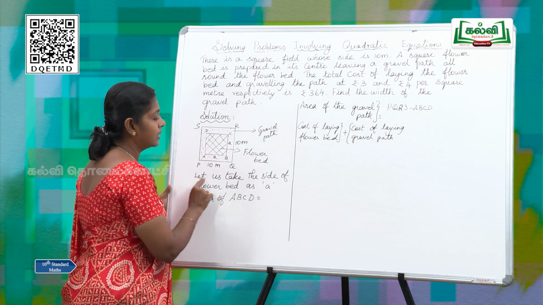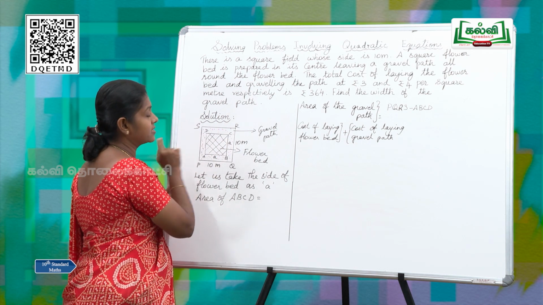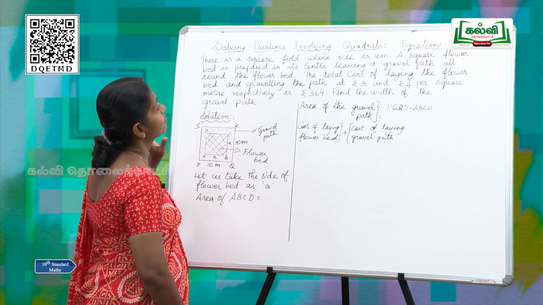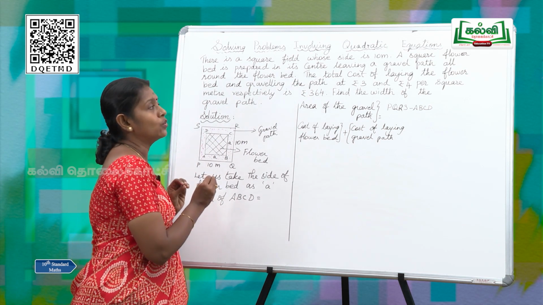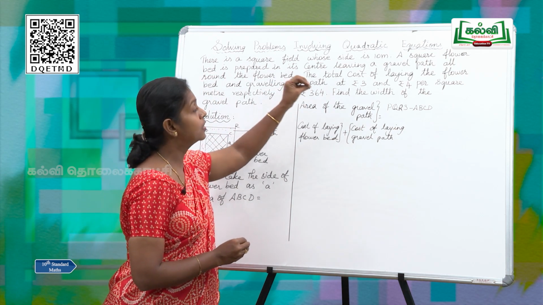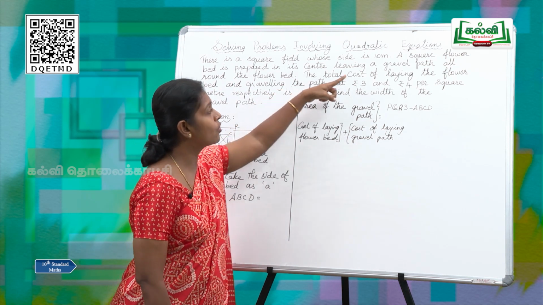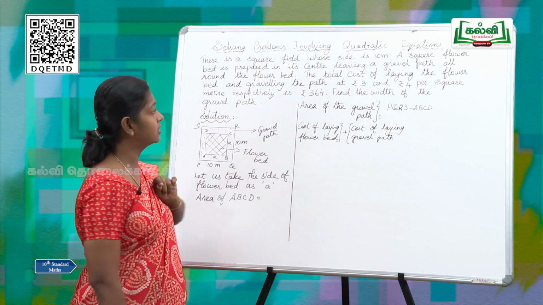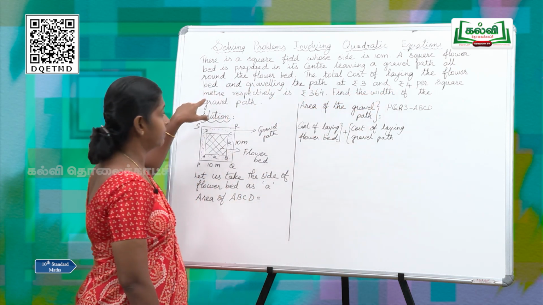So, let us take the side of the flower bed as a. So, this is a meter and this is 10 meter on each side, right. Next, the center, leaving the gravel path all around the flower bed. Now, what clue is given? The cost of laying the flower bed and the graveling path is rupees 3 and rupees 4 per square meter respectively. That means the cost of laying the flower bed is rupees 3 per square meter and for graveling the path is rupees 4 per square meter.